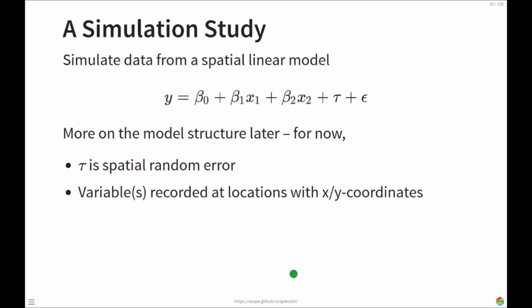So I'm going to show rather than tell here in the first part of this big picture. What I'm going to do is actually simulate some data from what we call a spatial linear model. We'll talk a lot more about the structure of this, but for now, notice that there are components in here that we recognize from the linear model, but there's this additional component called tau. This is spatial random error, and it's what makes this linear model a spatial linear model. Also, the variables that we have here, y, x1, and x2, are recorded at locations with xy coordinates. So we'll make that assumption for this model.